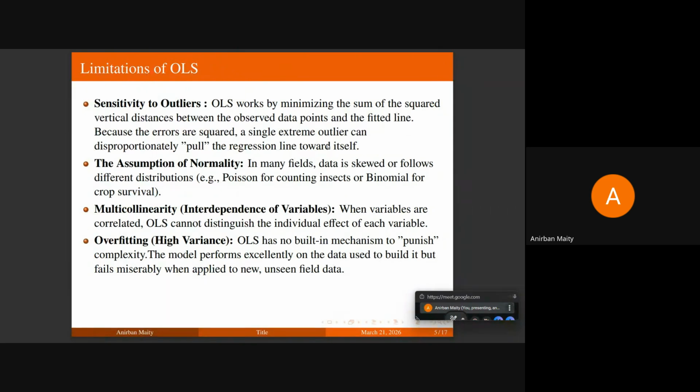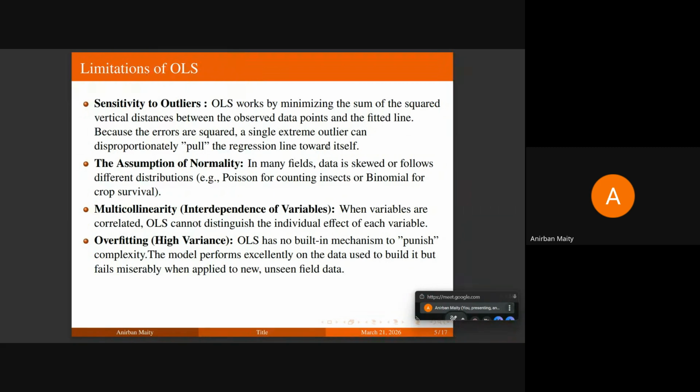Why OLS is very weak if our distributions are not normally distributed. So first point is sensitivity to outliers. OLS basically works by minimizing the sum of squares of the distance between the points and the best fit line. Because the errors are squared, a single extreme outlier can disproportionately pull the regression towards itself. If there exist any outliers in the data, then your regression line just pulls towards that point.